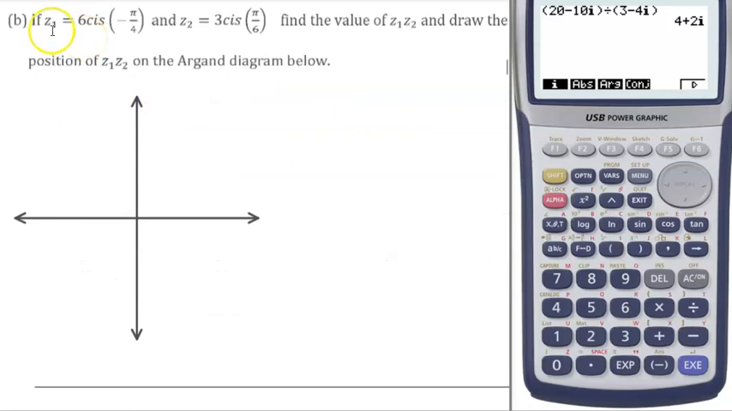For part B, we have these two complex numbers, z1 and z2, and they're given to us in polar form. We want to find the value of multiplying the two things together and draw the position onto the Argand diagram.